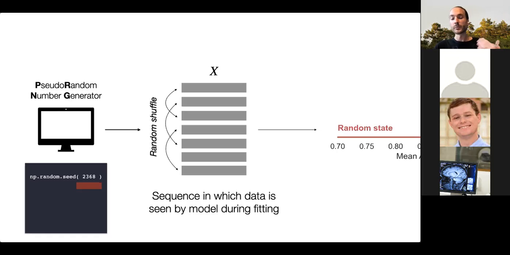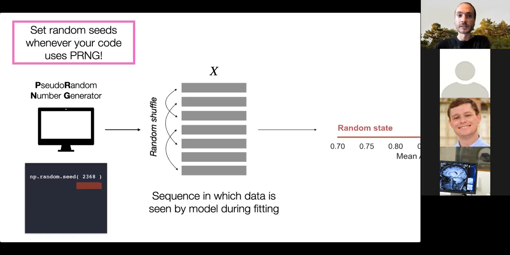So this is why it is very important that every time you use a process that makes use of randomness or pseudo randomness in a computer, you set a random seed value in order for other people to be able to obtain the exact same results from this random process.